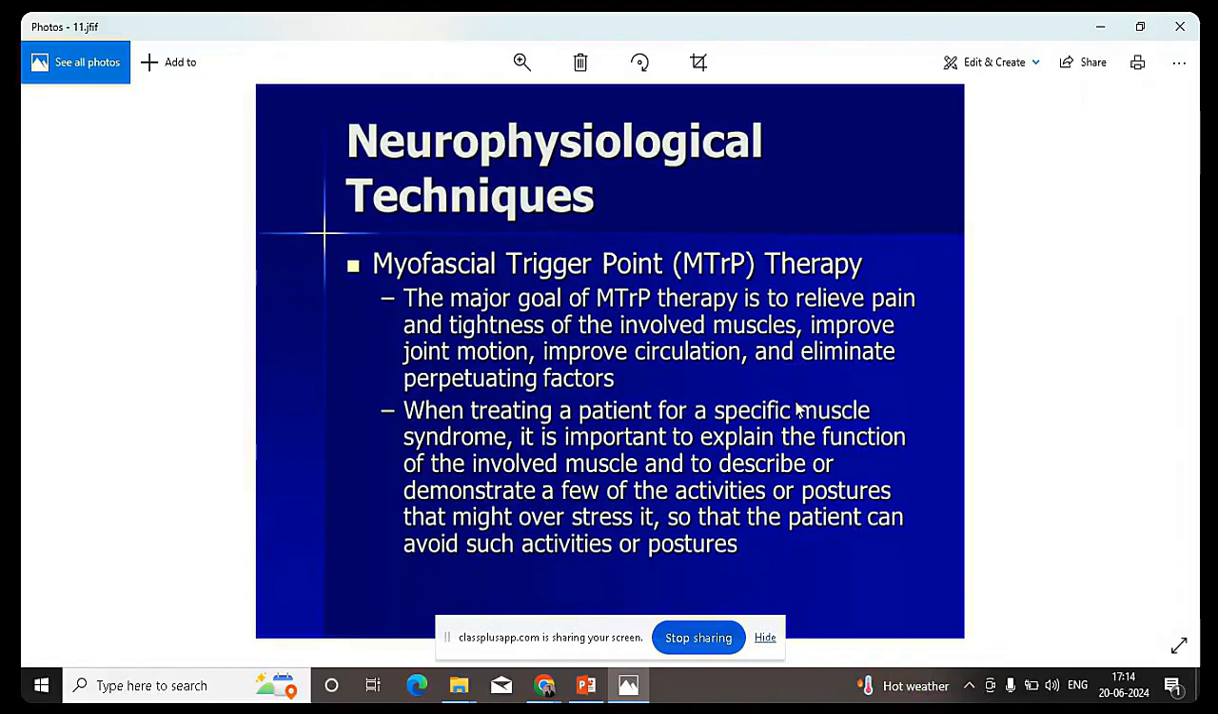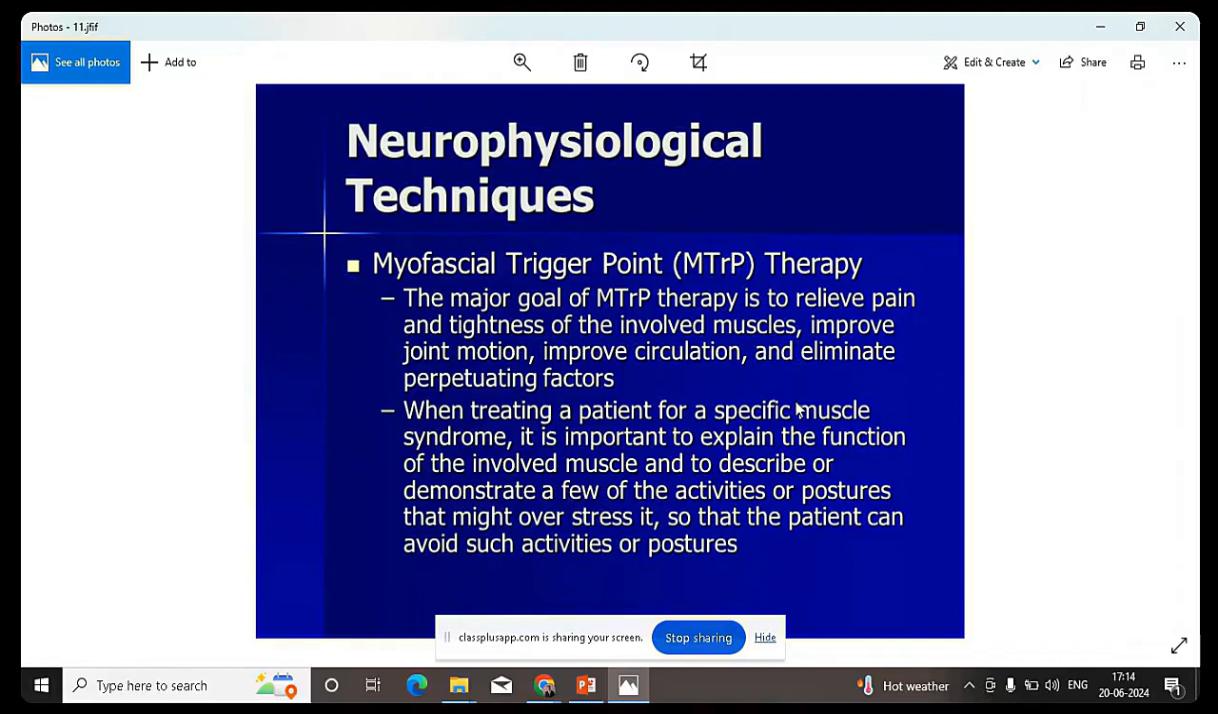Neurophysiological techniques, that is the myofascial trigger point release. As I have said, myofascial release is one of the techniques which is very useful. The same is the myofascial trigger point.